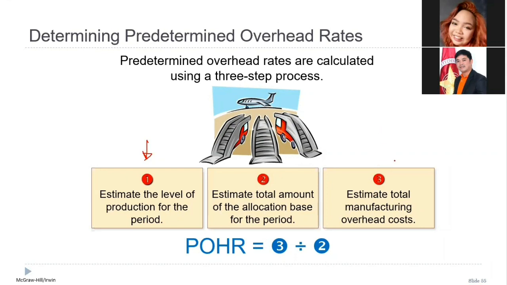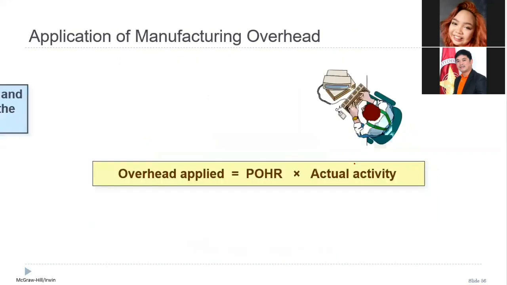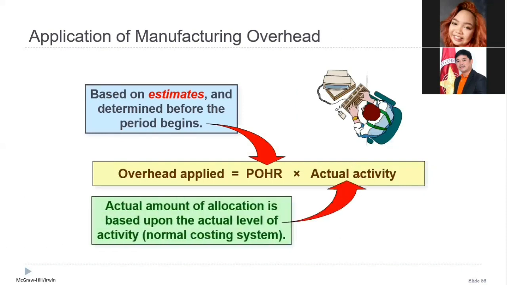Estimate total manufacturing overhead costs. Then, to get the POHR or predetermined overhead rate, divide number 3 by number 2. Actually, that's the formula in the previous slide. Okay? So, based on the estimates and determined before the period begins.